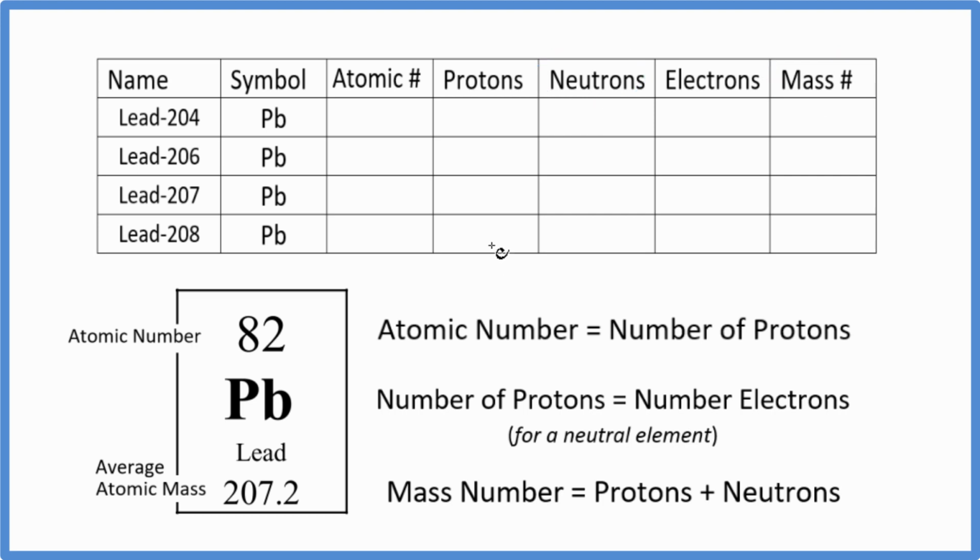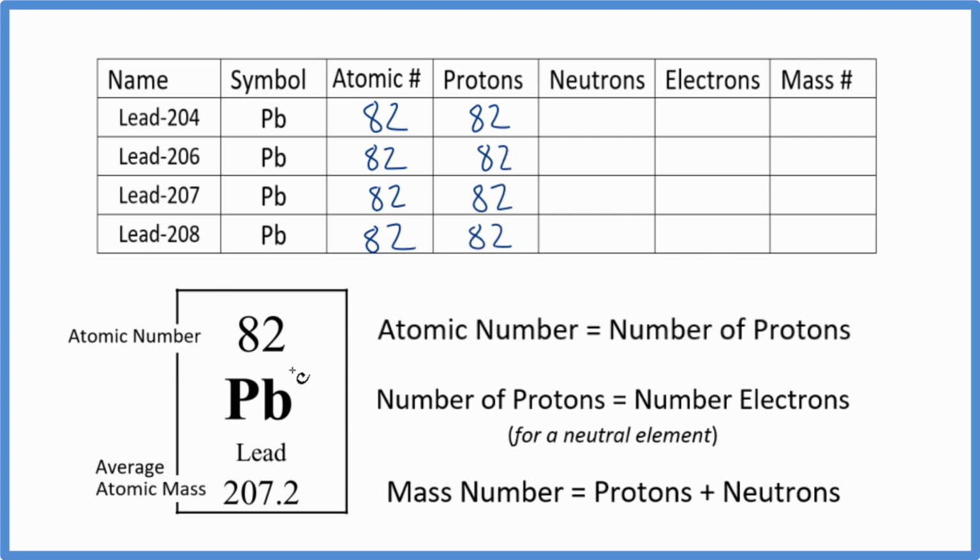So let's start out by looking at the atomic number for lead. For lead, right here on the periodic table, the atomic number is 82. And that's 82 for all of the isotopes. It's the identity of lead. For the protons, the atomic number equals the number of protons. So we have 82 protons. We'll skip the neutrons and go back to that.